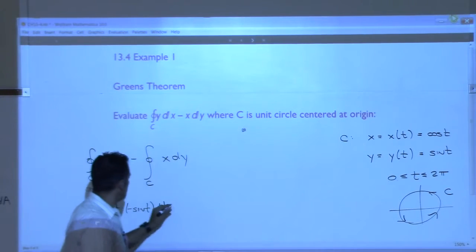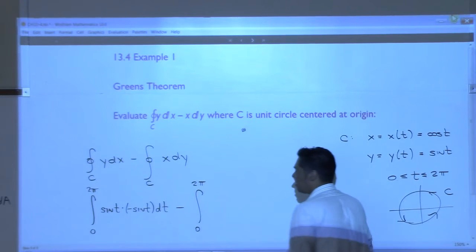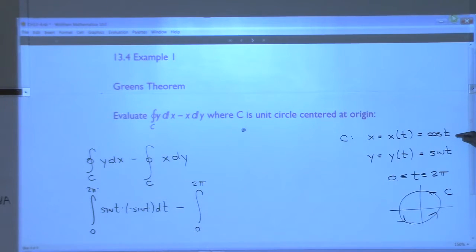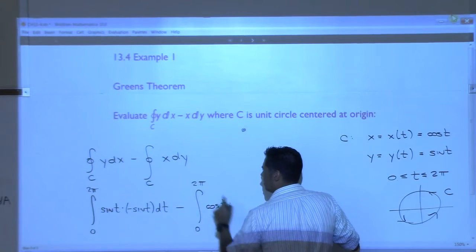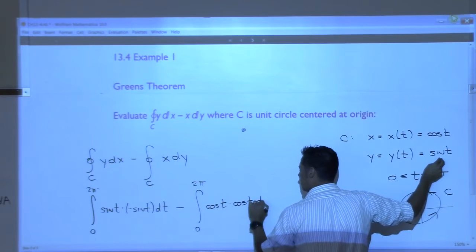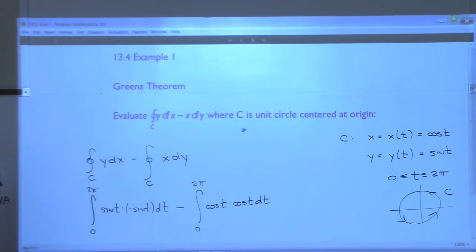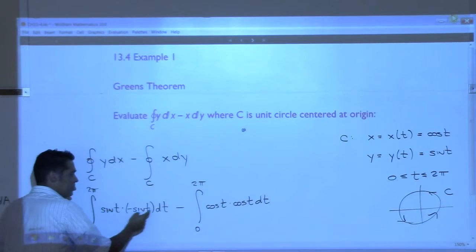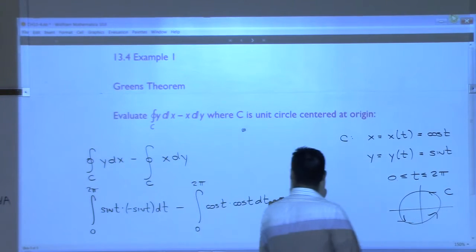Okay, and then we have minus another integral from 0 to 2 pi. This time it's x, which is cosine t, times dy, which is the derivative of that, which is cosine t dt. And both of these are with respect to t, right? So I'm going to put them together into one integral. This is negative sine squared. This can be minus cosine squared. So I'm pulling the negative out completely.